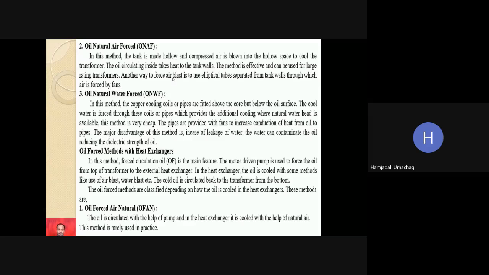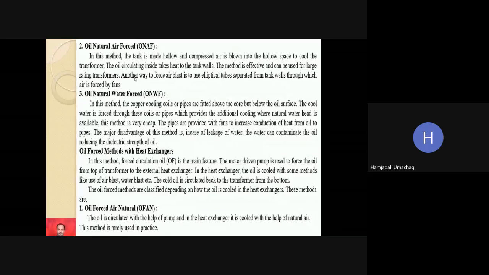Another way to force an air blast is to use elliptical tubes separated from the tank walls, through which air is forced by fans. So here there will be a large rating transformer having its own tank. Inside the tank we place oil, windings, and core. Whatever heat is inside the tank will be carried by the oil, and that heated oil will be cooled by blasting compressed air. This is one method.